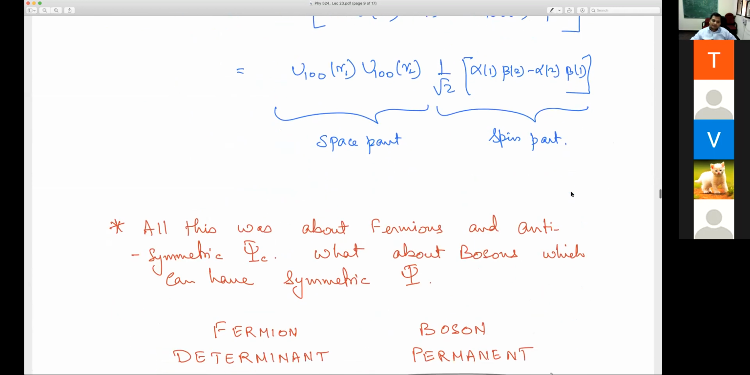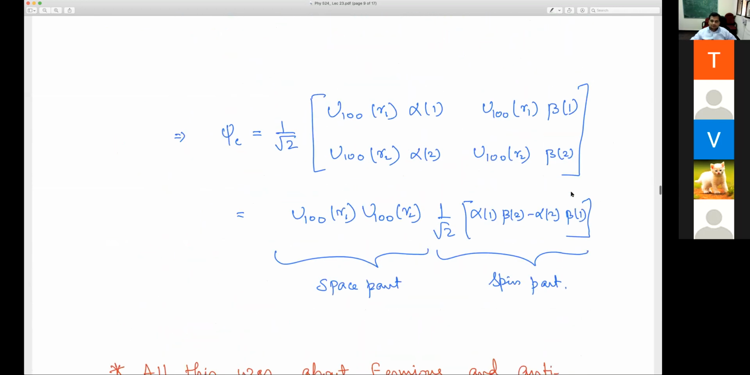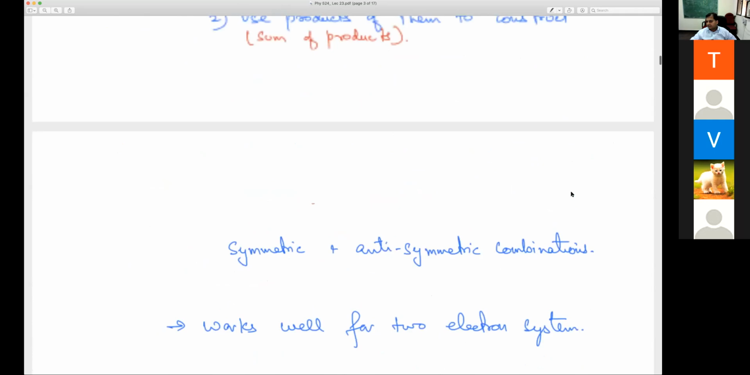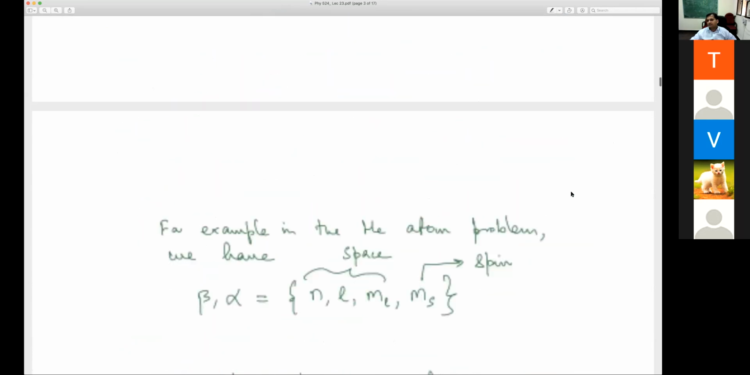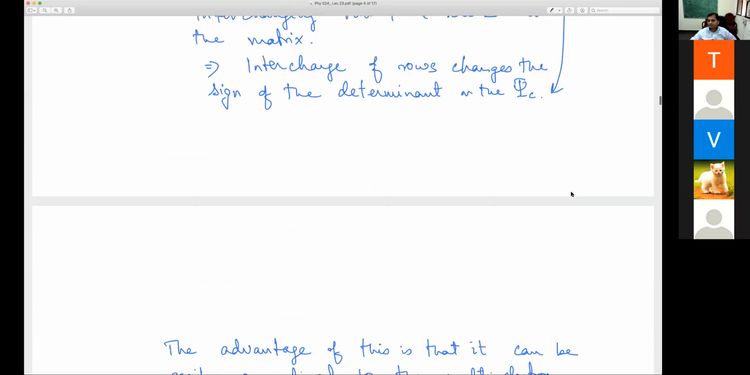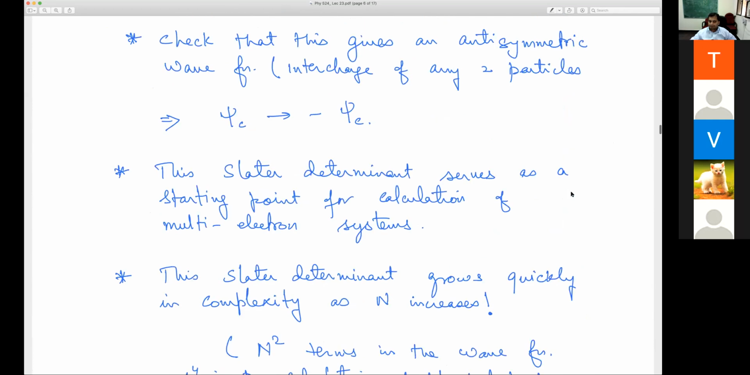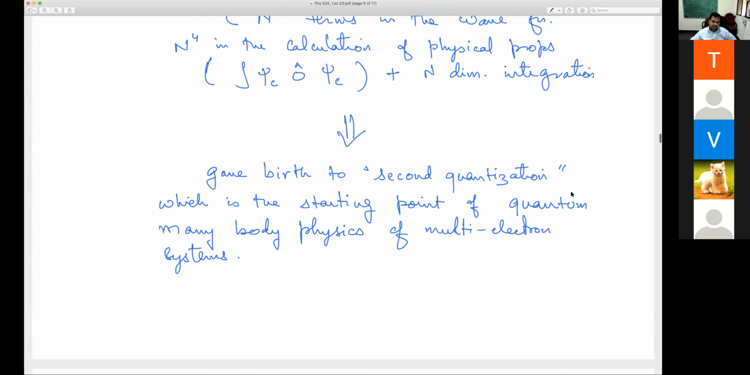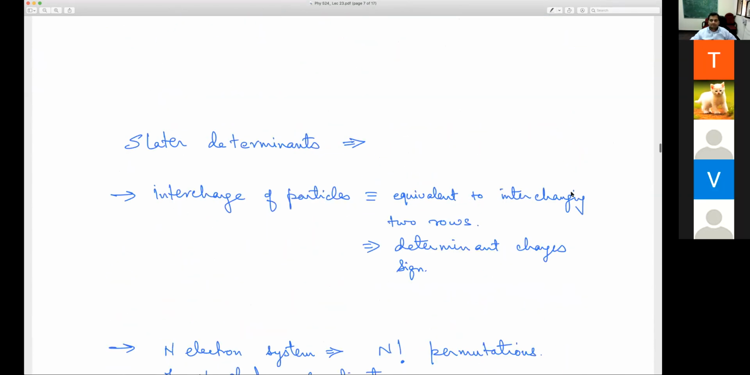So, any questions about this Slater determinant, antisymmetry of the wave function, multi-electron wave functions, etc.?